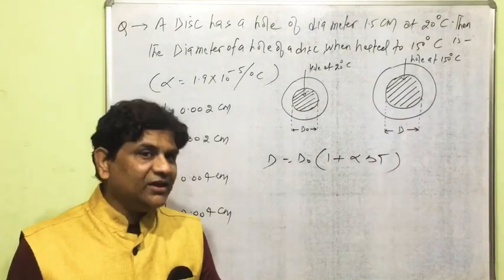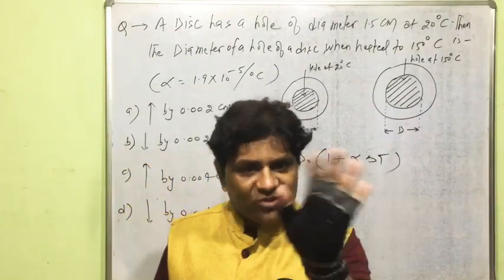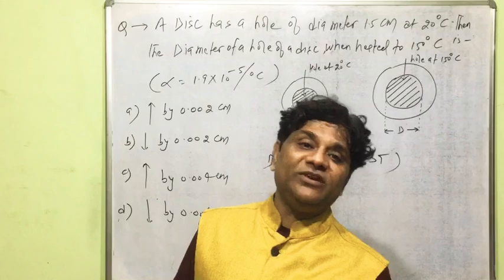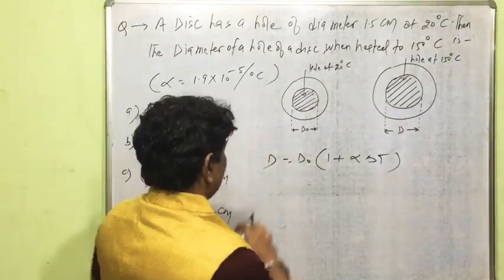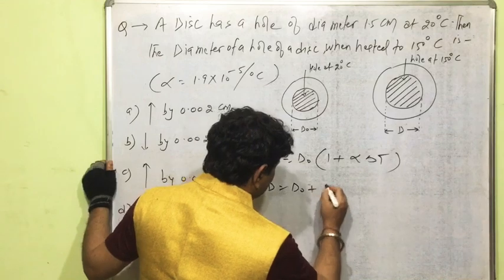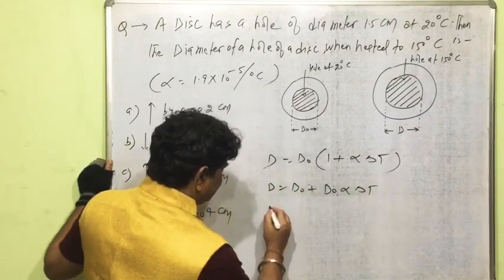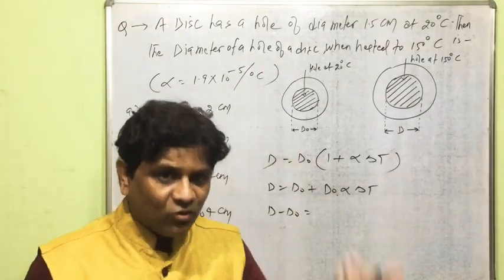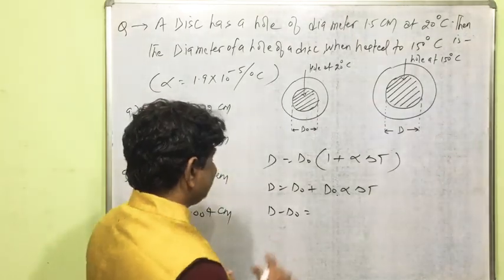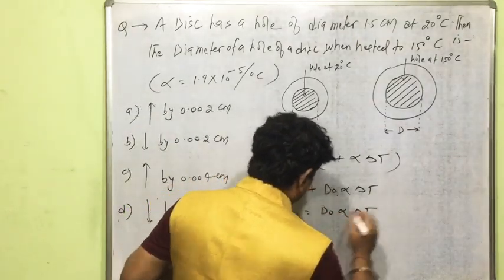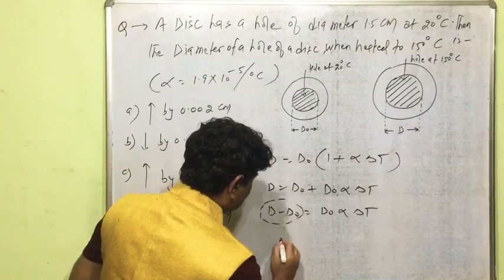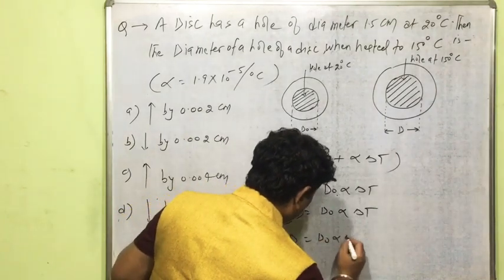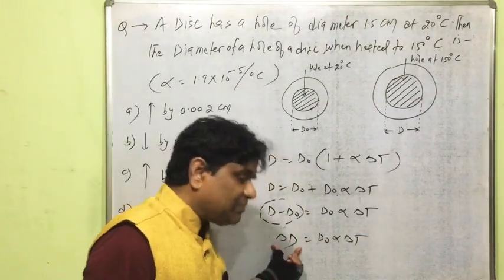Now it must be clear again in a class, not asking the diameter of a hole of a disc at 150 degrees Celsius. What is asking? Change in diameter of a hole of a disc at 150 degrees Celsius. D is equal to D naught plus D naught alpha into delta T. So D minus D naught is the increase in diameter of the hole of a disc at 150 degree Celsius, and it is D naught alpha into delta T. So the increase in diameter of hole of disc is equal to D naught into alpha into delta T. So this is the required part of the question.